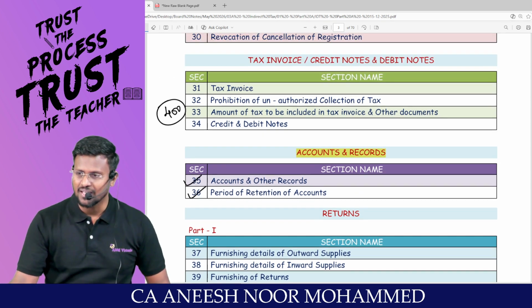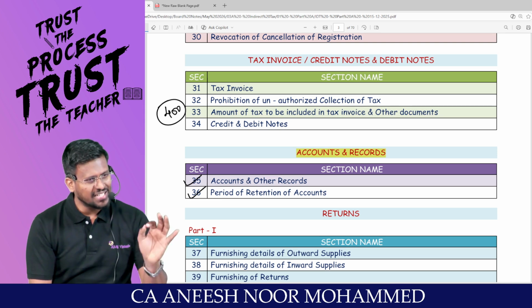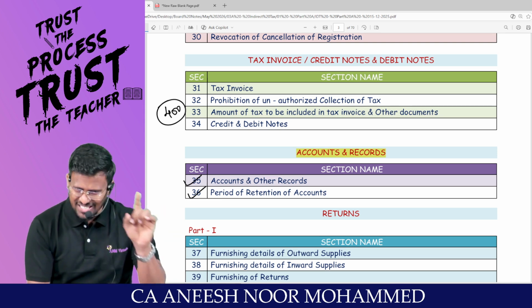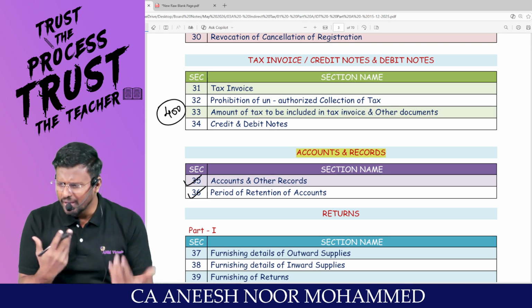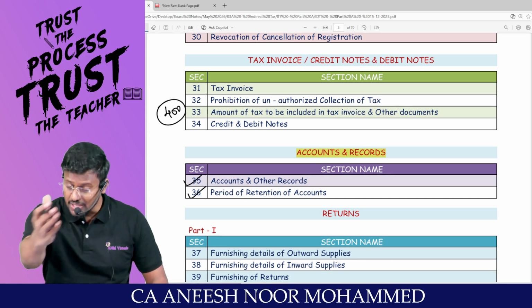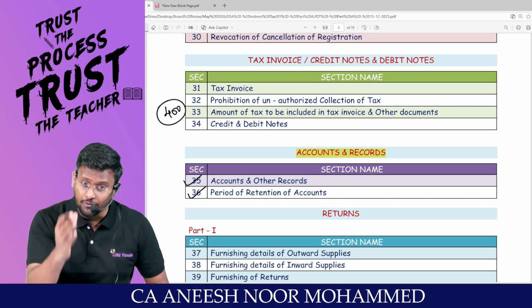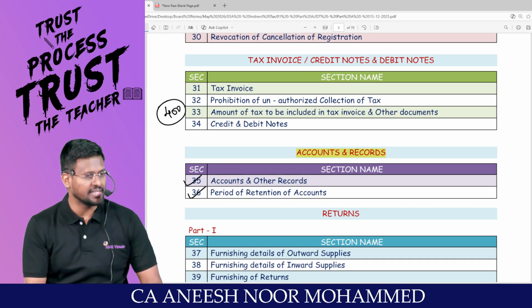Sir, now you are what person? Registered person. You started supplying goods or services or both. That is a taxable supply. You are supposed to raise the tax invoice. If you raise so many tax invoices, they become records. Please properly maintain the books of accounts, and those books of accounts have to be kept for a specified period. Am I right? Yes, sir.